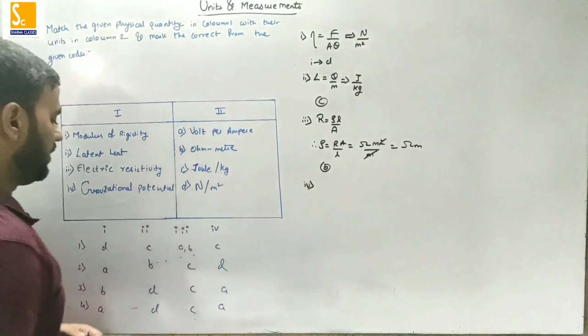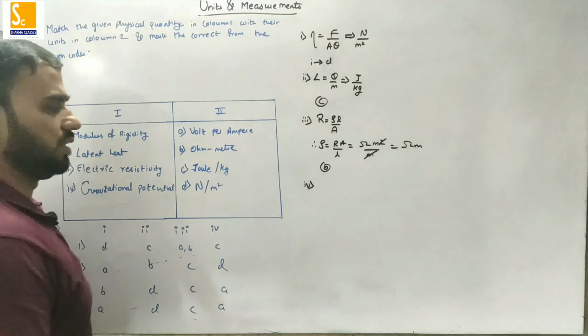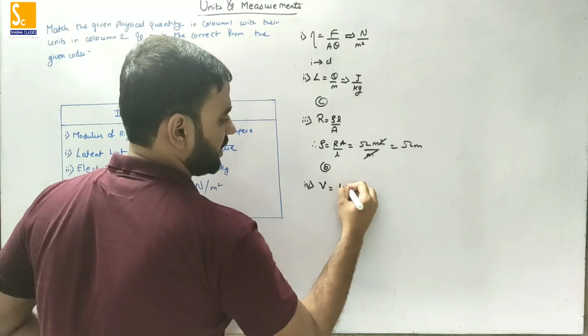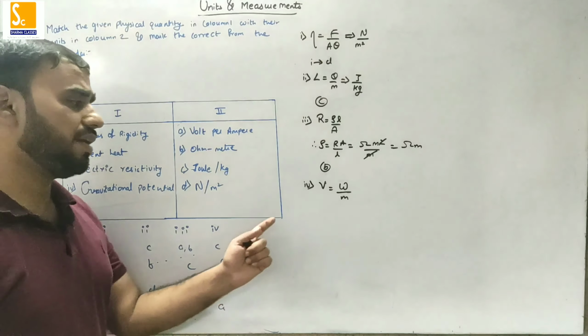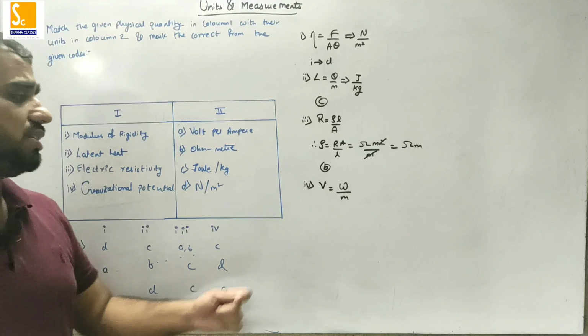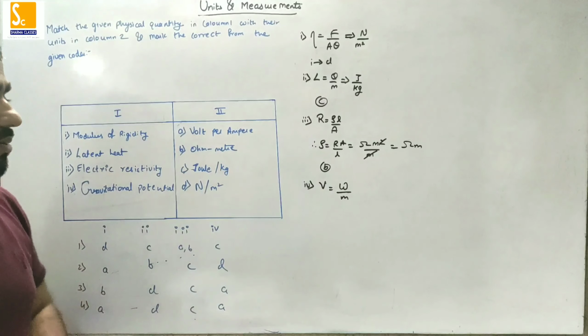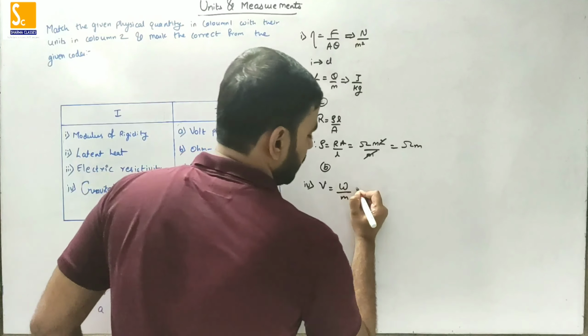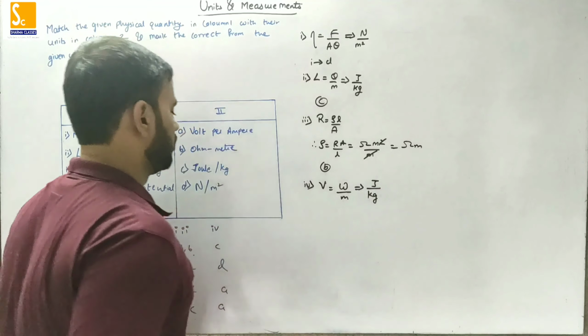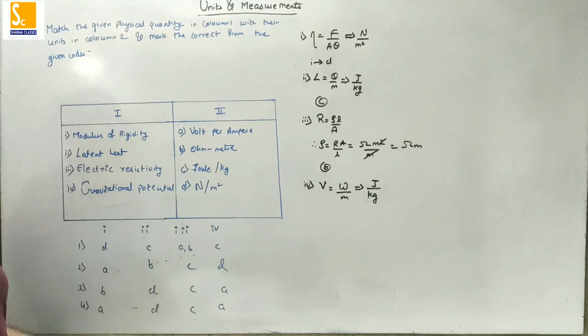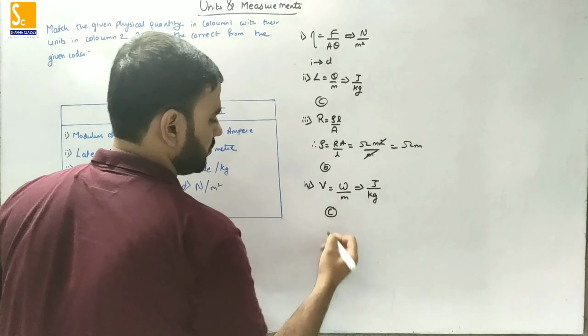Fourth one. Next is gravitational potential. Gravitational potential is defined as work done upon mass. Okay, ये हम gravitation chapter में देखेंगे. Gravitational potential is defined as work done per unit mass. What is work done? SI unit of work done is joule. SI unit of mass is kg. So joule per kg. Option C is the correct one.